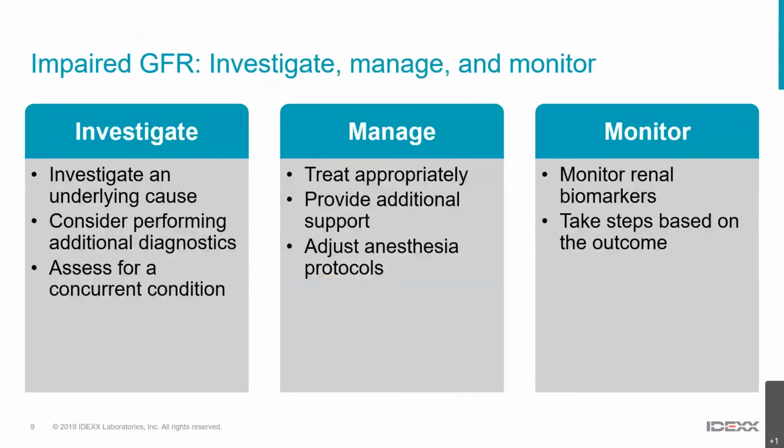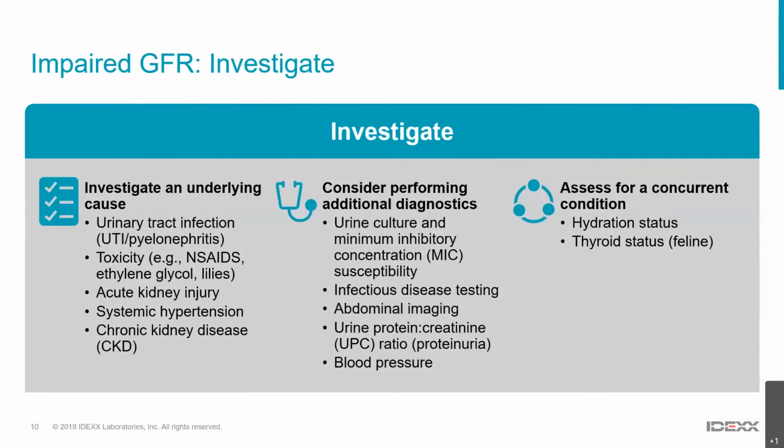Once you have determined that you need to act now, the next steps are investigate, manage, and monitor. Thus, you may also hear this algorithm referred to as the IMM, so investigate, manage, and monitor protocol. The first step is to look for an underlying cause as well as confounding or complicating conditions such as hypertension or proteinuria that may accelerate kidney disease. In cats, a big one for us to assess is thyroid status. Which additional diagnostics we perform will depend on the patient's history, our physical exam findings, and our clinical judgment.